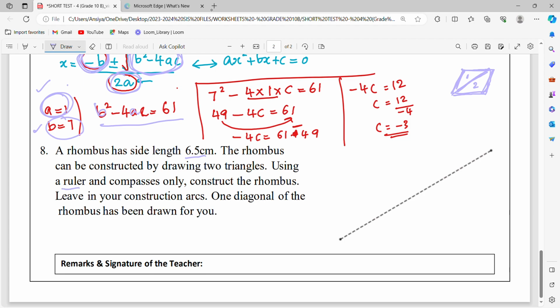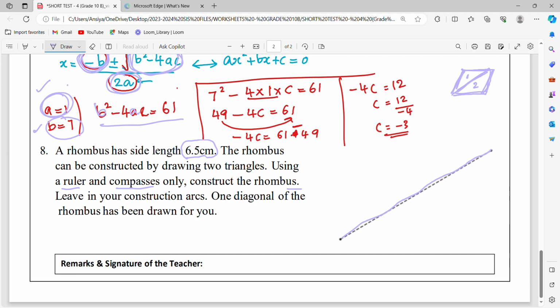Using a ruler and compasses only, construct the rhombus. Leave in your construction arc. One diagonal of the rhombus has been drawn for you. See, so this is the diagonal of the rhombus given. Using this diagonal on this paper, you have to draw a rhombus. And the only clue we know is the side of the rhombus is 6.5 centimeter. That clue is more than enough.